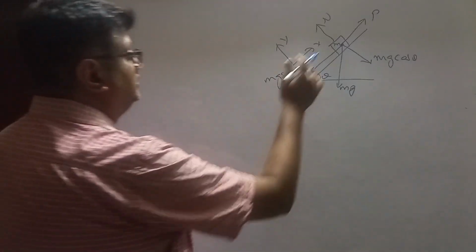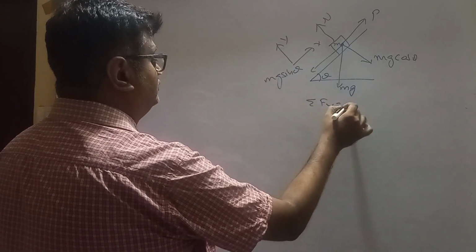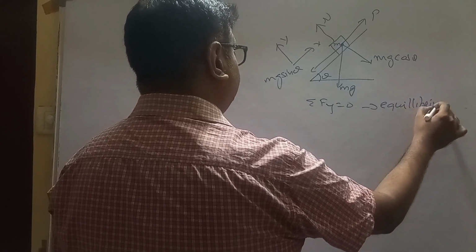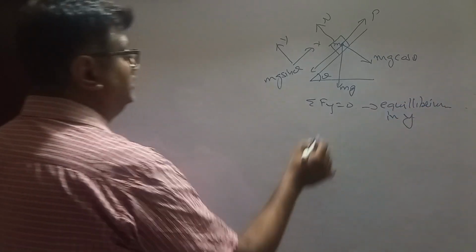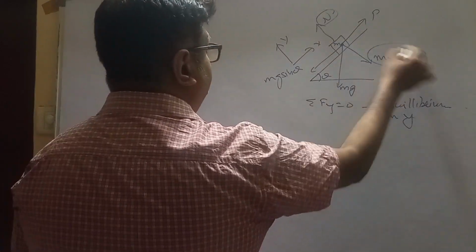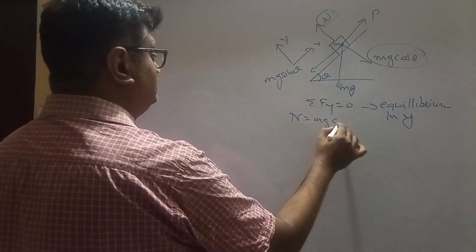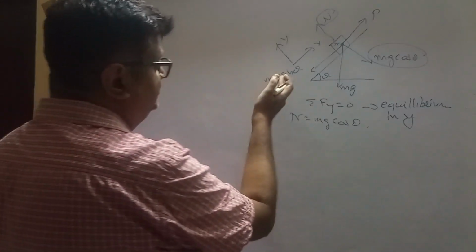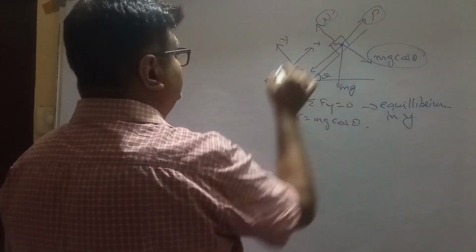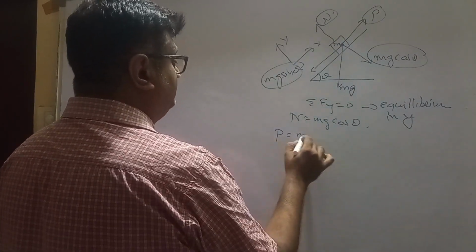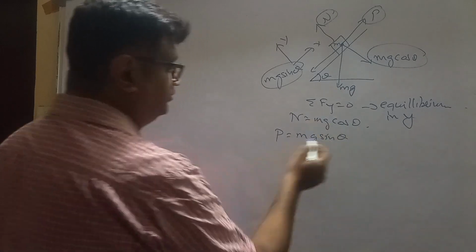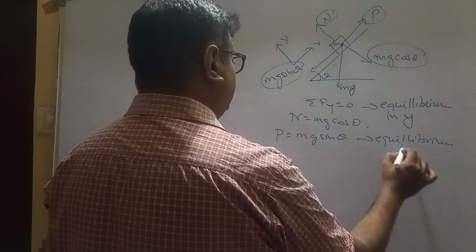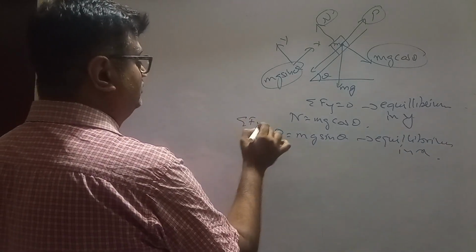So in this situation, I can say sigma Fy is equal to 0. This is the equilibrium condition I am applying, equilibrium in y. So N is balanced by this force, so N is equal to mg cos theta. Coming to the x direction, suppose this is the equilibrium case. So this is balancing this force, so I can directly write P is equal to mg sin theta. This is equilibrium in x, that means I have taken sigma Fx is equal to 0.